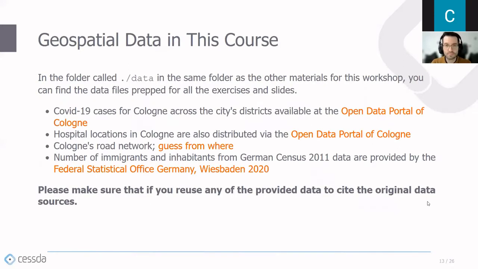We will have a couple of data sources for this course that are stored in this data folder I've just shown you in the GitHub repository. We're still in the pandemic, and I was hoping that this example is obsolete, but currently in Germany the numbers are rising, so it's still relevant. And we will use COVID-19 cases just for the city of Cologne as an example data set for several city districts. We will use data on hospital locations in Cologne as well. We'll have data on Cologne's road network, just for illustration. And we will have data about immigrants and inhabitants from the German census 2011. So it's really specific to Germany, but you can abstract from this to data sources from other countries as well. So don't worry about this.